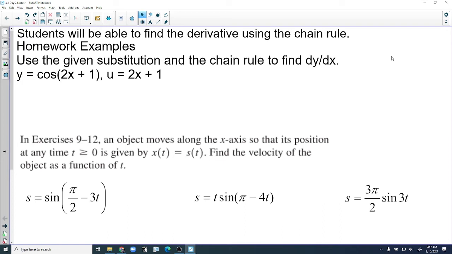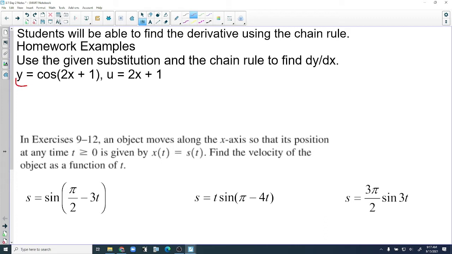Thought I'd start out today with just some understanding of the instructions that you're going to see in your homework. Students will be able to find the derivative using the chain rule. Homework examples: use the given substitution and the chain rule to find dy dx.